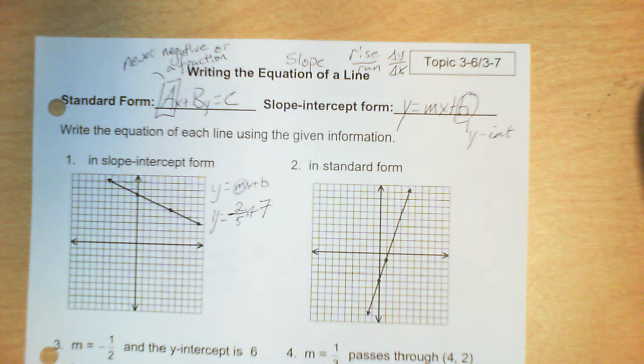-2 over 5. -2 over 5. My slope, I'm okay with that being a fraction. That doesn't bother me at all. Now the next one we're going to look at, they want us to find it in standard form.